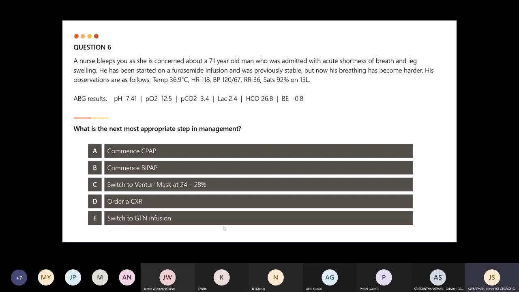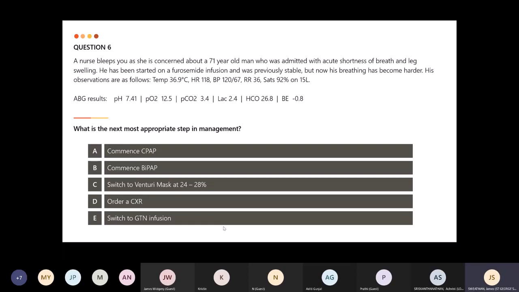And then this is question 6, and then we'll go on to some explanation. So a nurse bleeps you as they're concerned about a 71-year-old man admitted with acute shortness of breath and leg swelling. He's been started on furosemide infusions and was previously stable, but now his breathing has become much harder. His observations are temperature 36.9, heart rate 118, blood pressure 120/67, respiratory rate 36, SATs 92% on 15 litres.